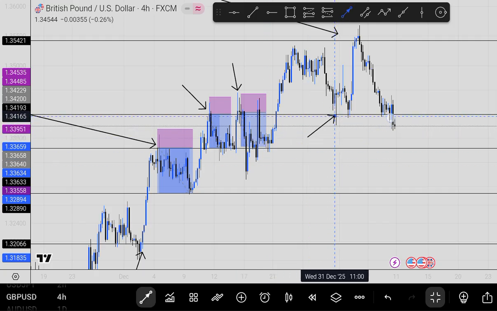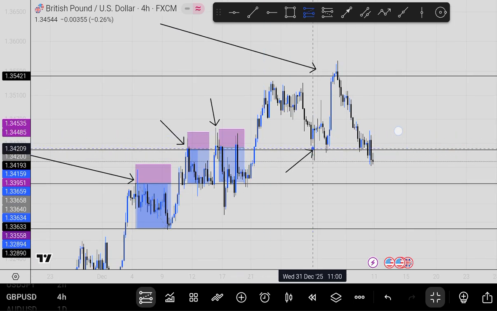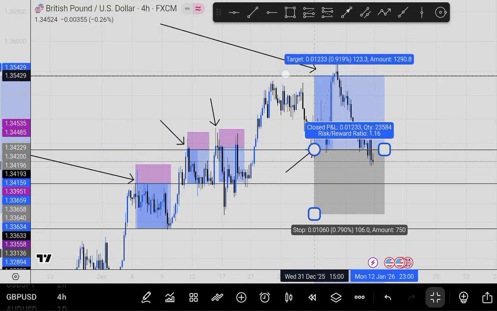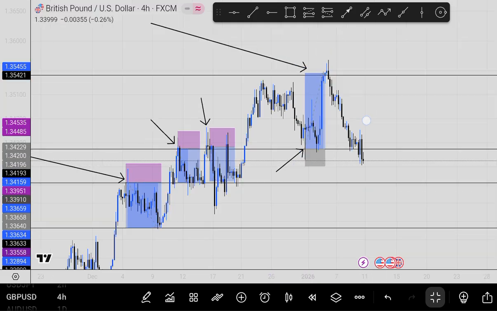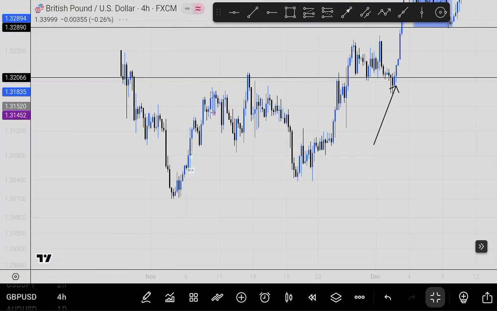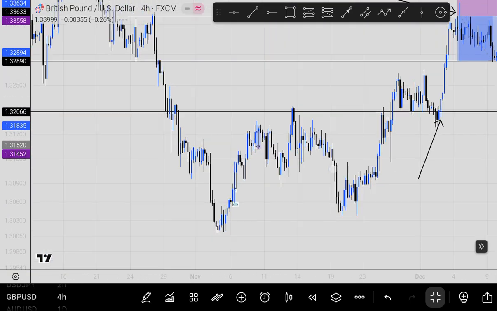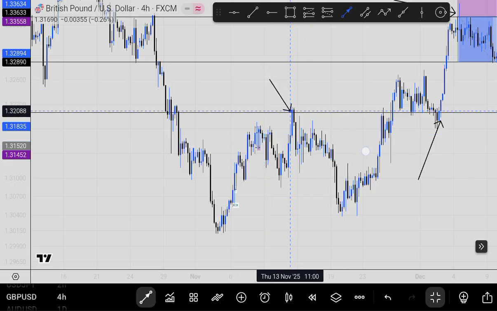The market rejected from this zone, then we buy to our next support level. You can see it's as simple as that. So this is our Malaysian support and resistance level, which is a very strong strategy.